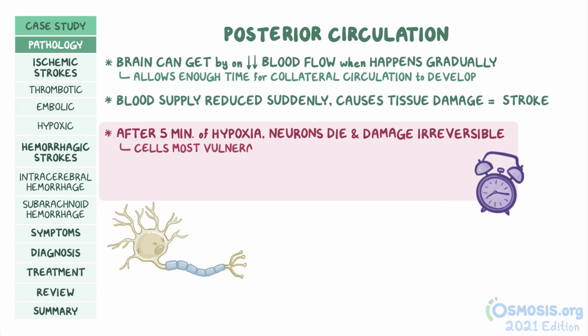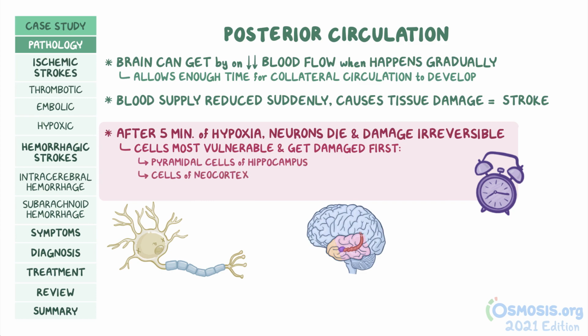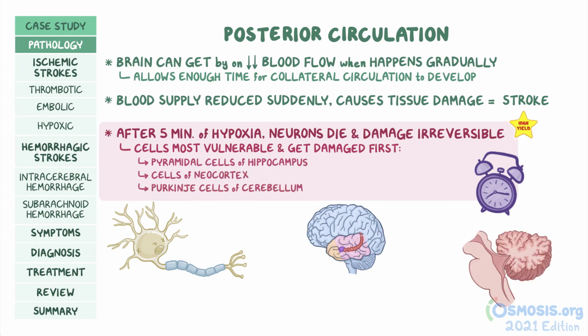The cells that are most vulnerable to hypoxia and get damaged first are the pyramidal cells of the hippocampus, the cells of the neocortex, and the Purkinje cells of the cerebellum. And that's something you have to know for the exams.